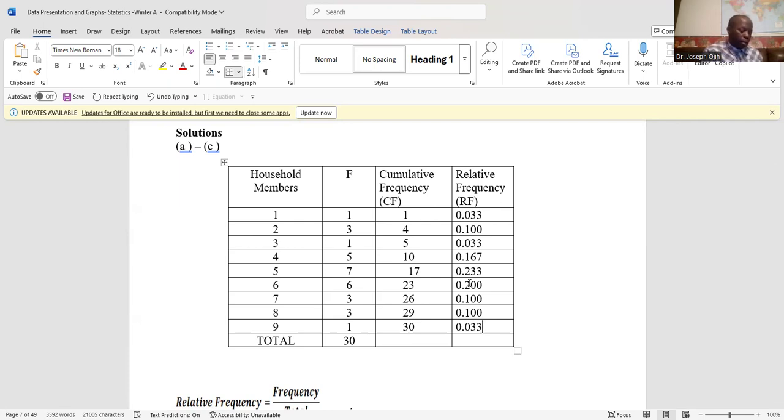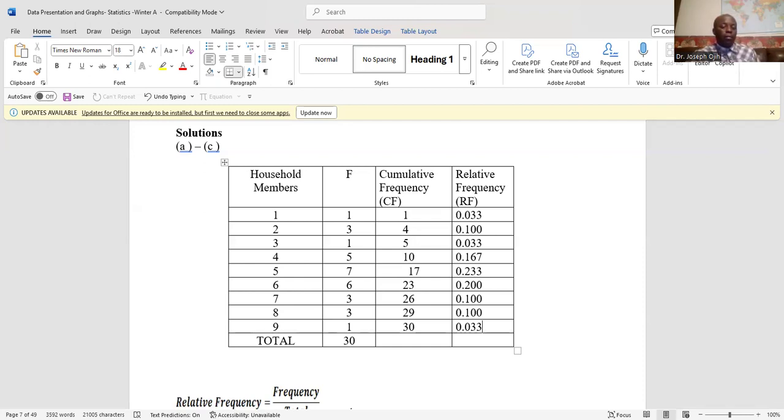I got 0.033, 0.100, 0.033, 0.167, 0.233, 0.200, 0.100, 0.100, and 0.033. Let's go and add this as a check.